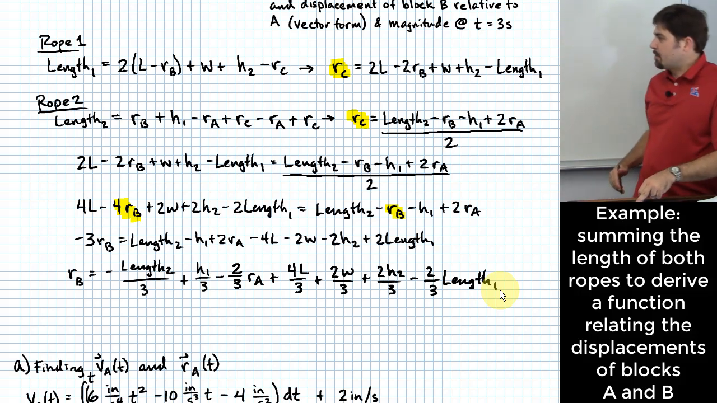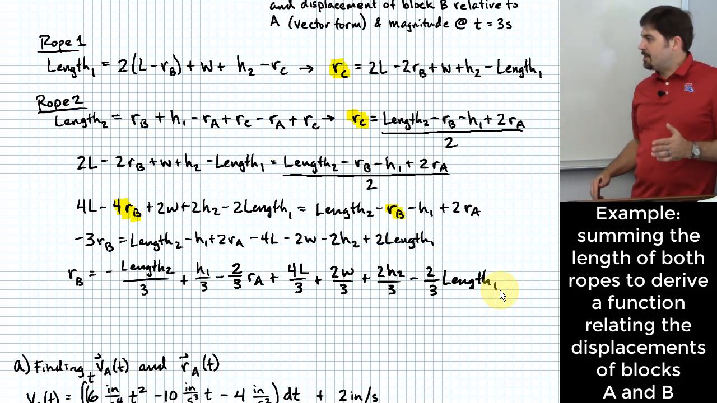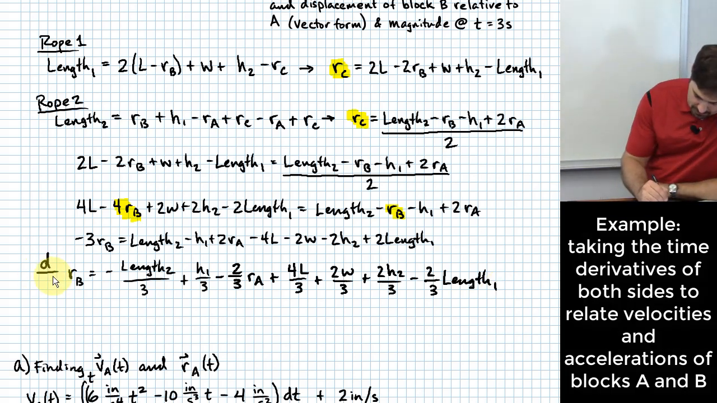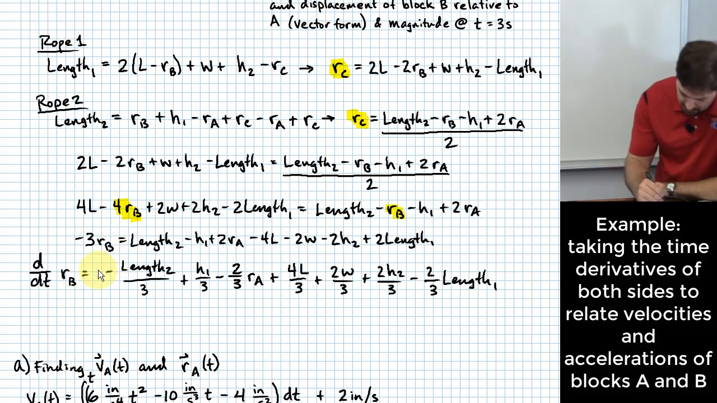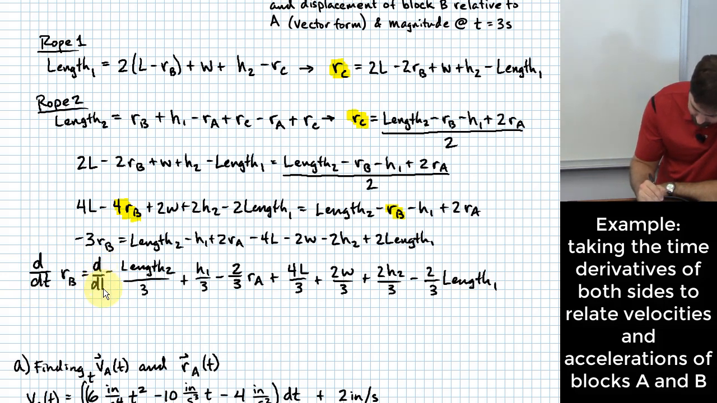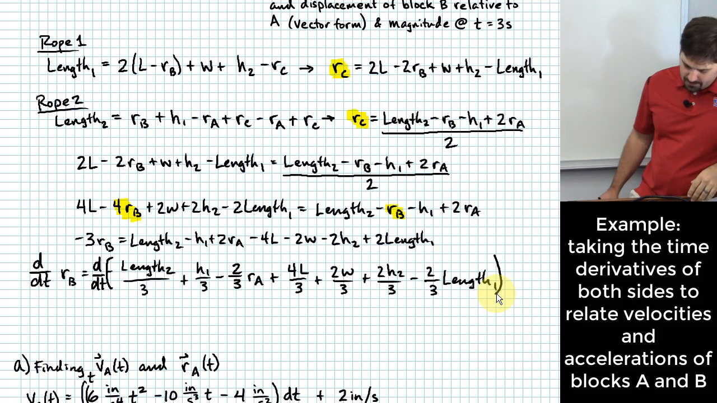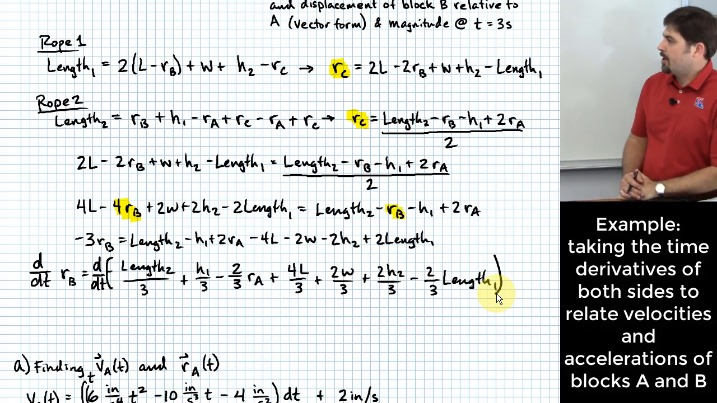All right, and finally we're there to where we can say what we want to do is take a time derivative of both sides of this function, right? d dt on this side is equal to d dt of this side. Now what happens? Is length 2 constant? Length 2 is constant, h1 is constant, L is constant, W is constant, h2 is constant, and length 1 is constant.